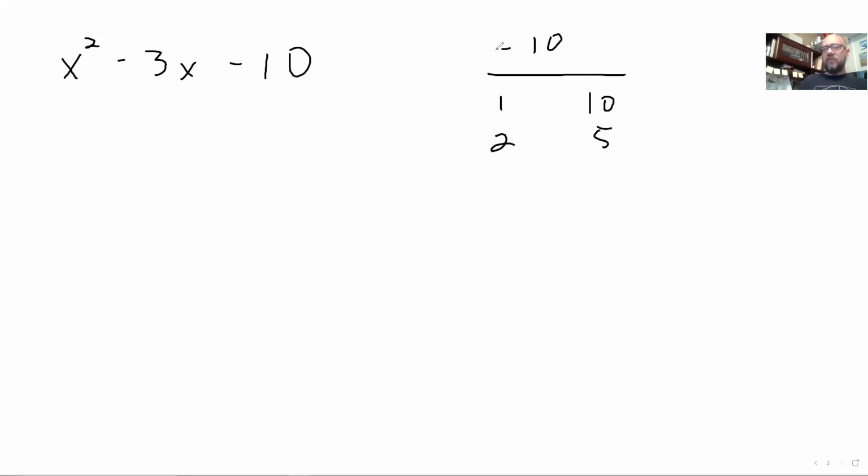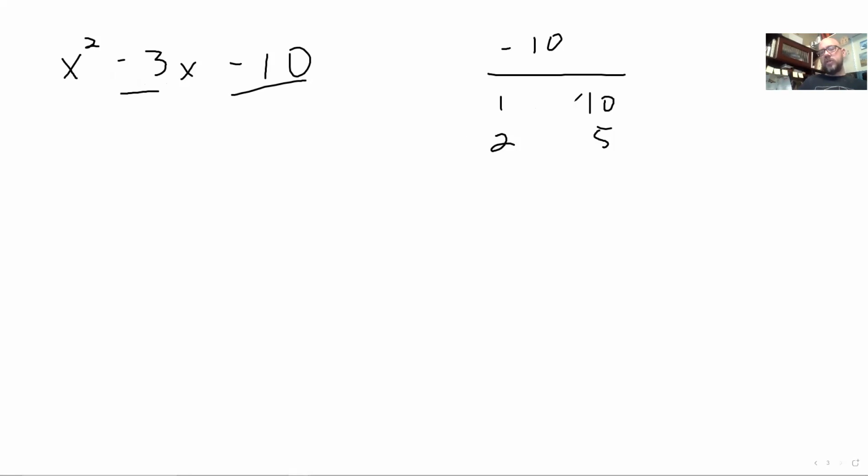And I want this to be negative 10, so I need one of them to be negative, right? So I could have negative 1 and positive 10, or positive 1 and negative 10. I don't want to write out all those. We'll just think about the signs separately. So I know I need one of my numbers, my A or B, to be negative to make negative 10, and then I need them to add up to negative 3.